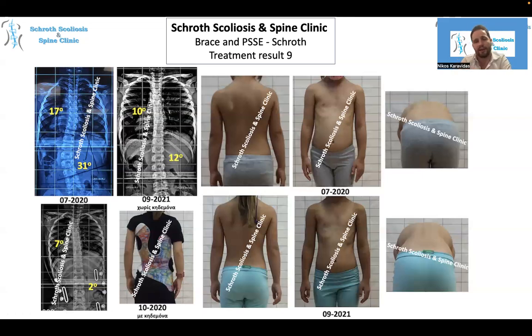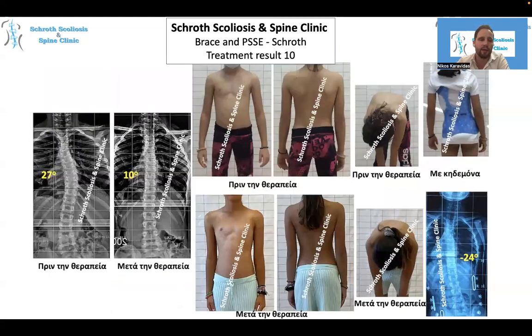So this is a case where we started treatment below 10 years old, because this patient was at the age of 6 when we started our treatment, and now is at the age of 8, being already 1 year out of brace, stabilizing the correction only with exercises. So this is a great benefit for this patient to be already 1 year out of brace, and maybe, who knows, in the future, maybe we don't need the brace again. So this is a very important treatment result.